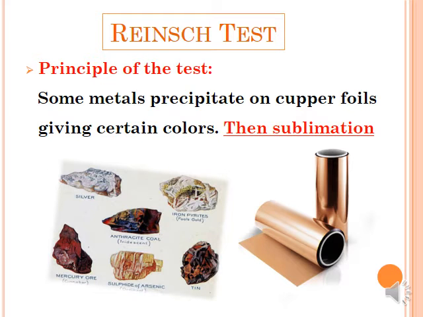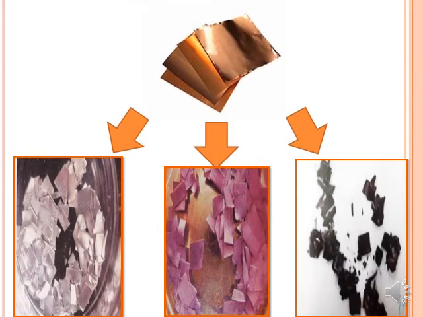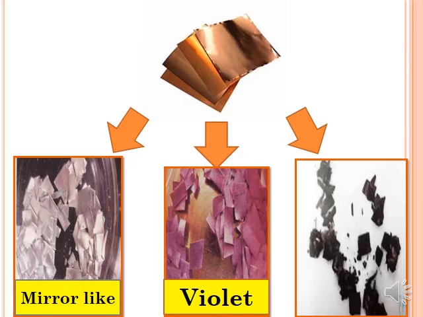At first, the test depends on precipitation of heavy metals on copper foil, giving a certain color, followed by a sublimation step for differentiation. We take copper foil and boil it with diluted HCl, then add the suspected material and continue boiling. We will find either a mirror-like appearance, or violet colored foil, or black to gray colored foil.